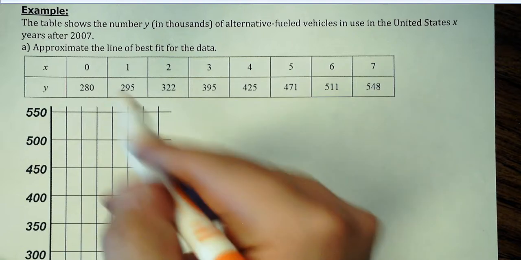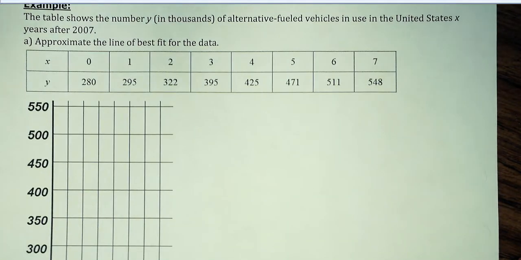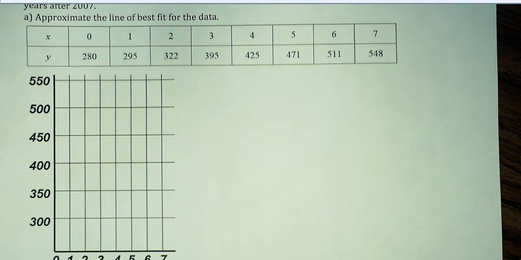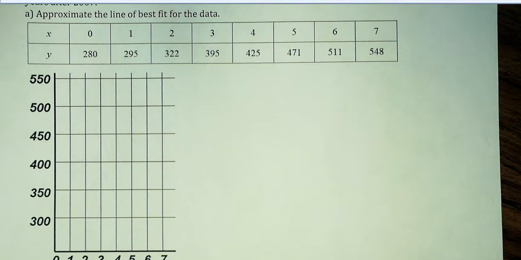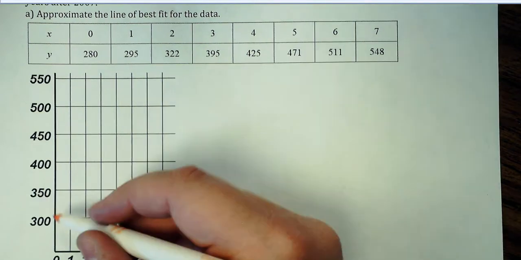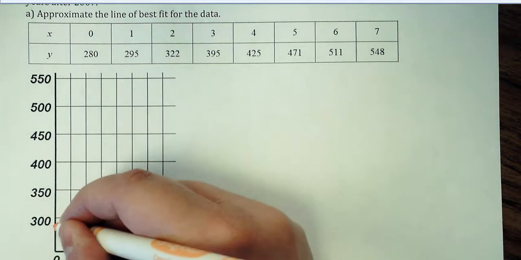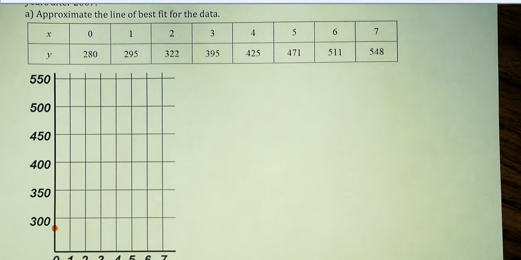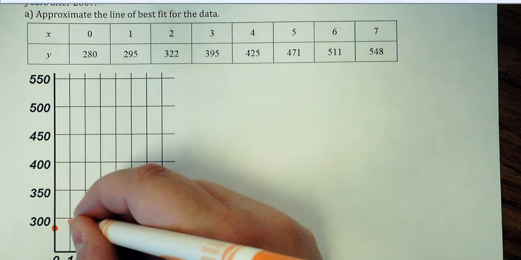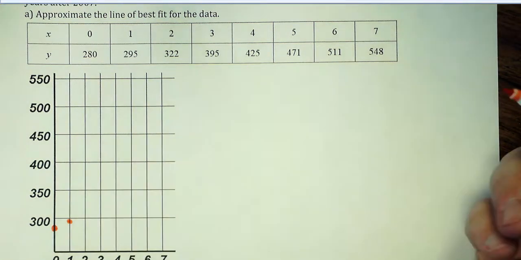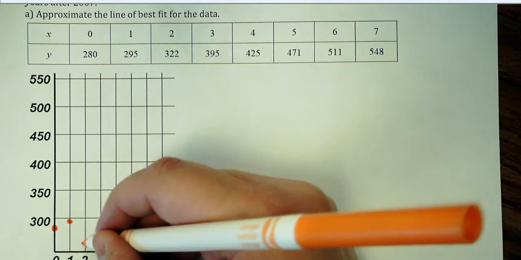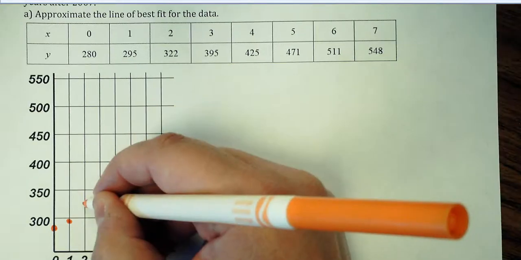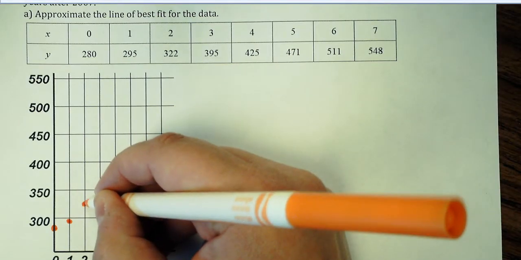So I'm going to plot these points on the graph to the best of my ability. We'll have to estimate a little bit. So our first point is (0, 80). So maybe let's come kind of like right in there. Each one of these is going to represent 50 units above that. And then (1, 95), so maybe real close there. (2, 322), so maybe kind of just a little bit below halfway here.